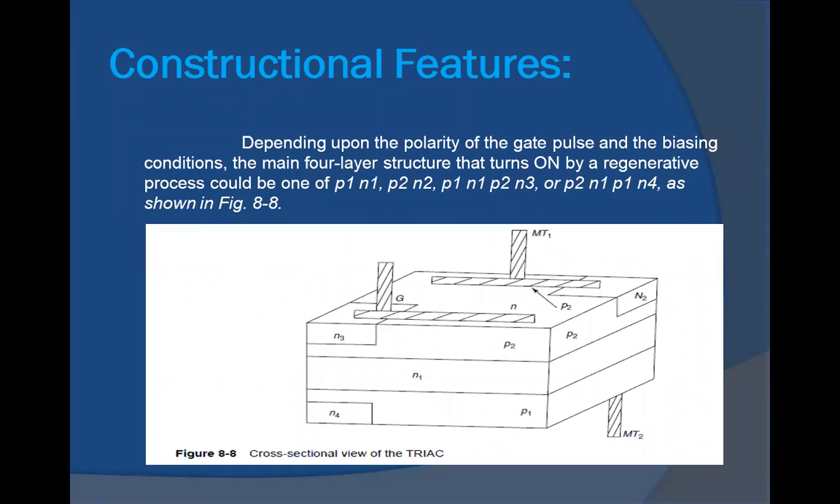Now we can see the construction of TRIAC. Depending upon the polarity of the gate pulse and the biasing condition, the main four-layer structure that turns on by a regenerative process could be one of P1N1, P2N2, P1N1, P2N3, or P2N1, P1N4 as shown in the figure.